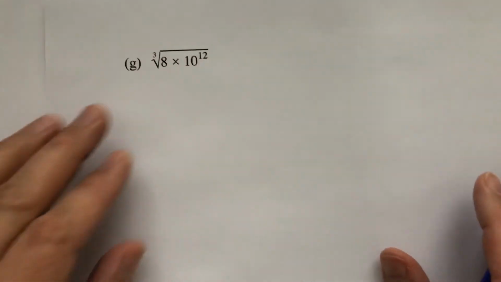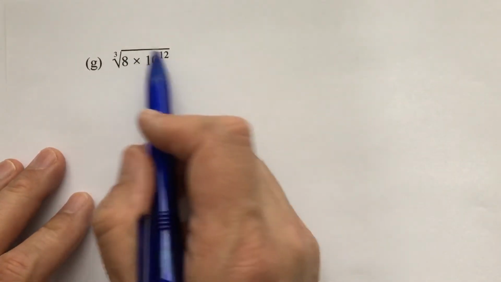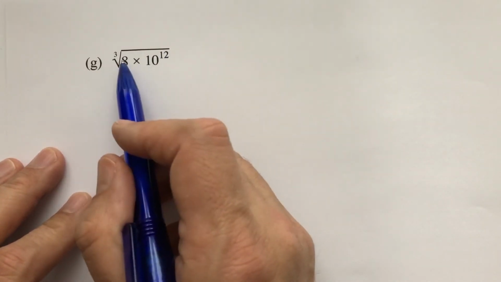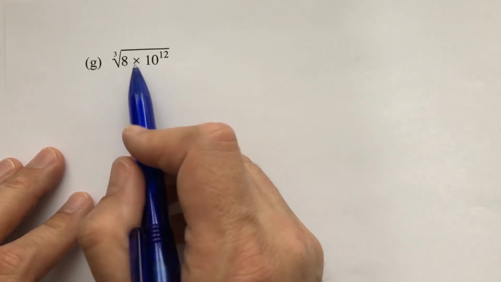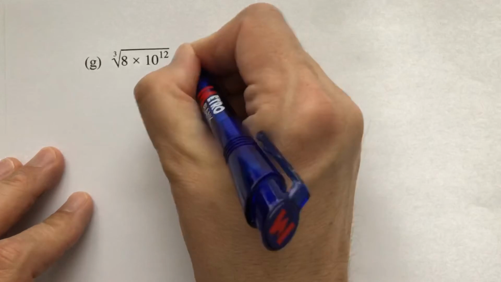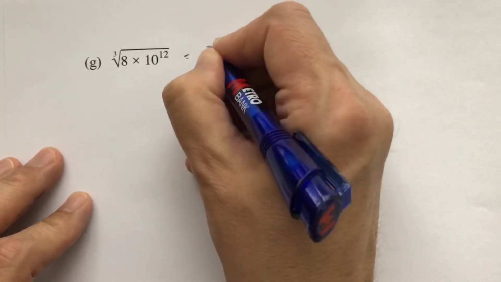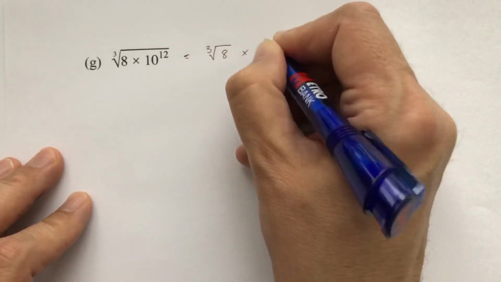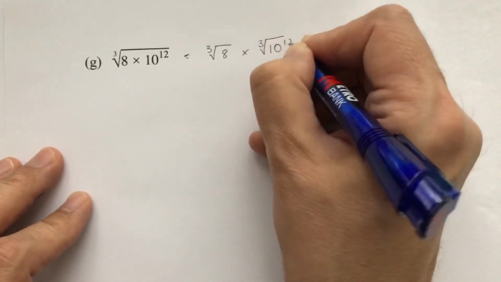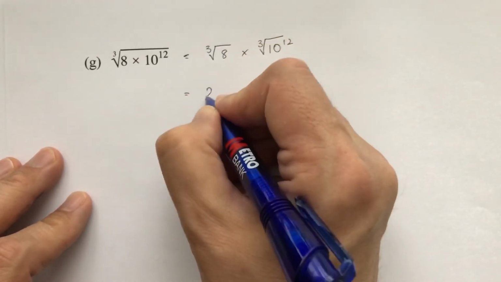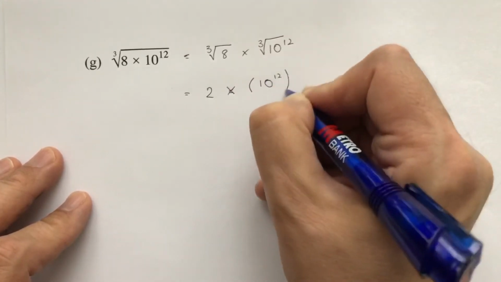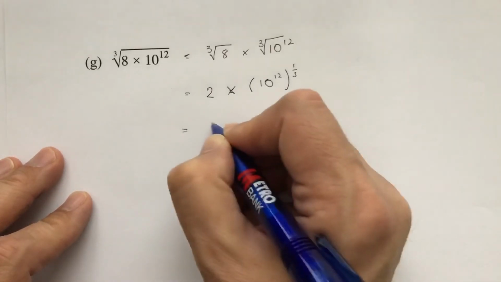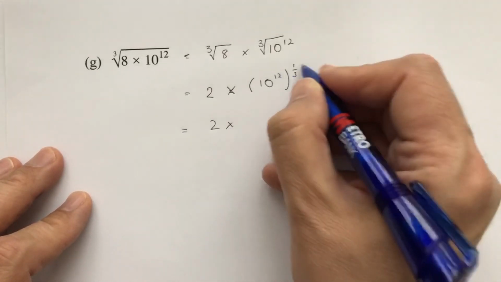And finally, here's a number written in standard form, or if you're in America, that you call it scientific notation, and we're cube rooting it. Now, as it's being multiplied, you could never do this if it's being added or minused. As it's being multiplied, we can call that the cube root of 8 times the cube root of 10 to the power of 12. Cube root of 8 is just 2, and this, what we're going to do, is call that 10 to the power of 12 to the power of a third. So it's 2 times, and we know that we can then multiply these.